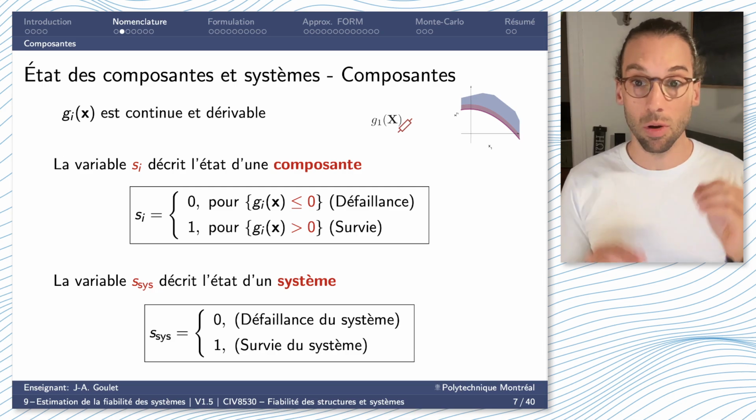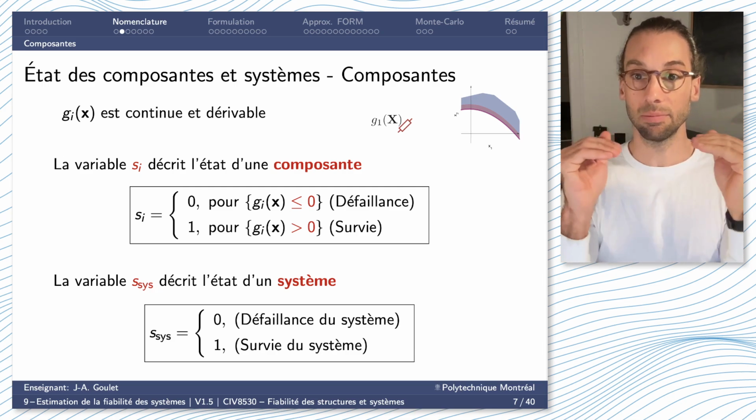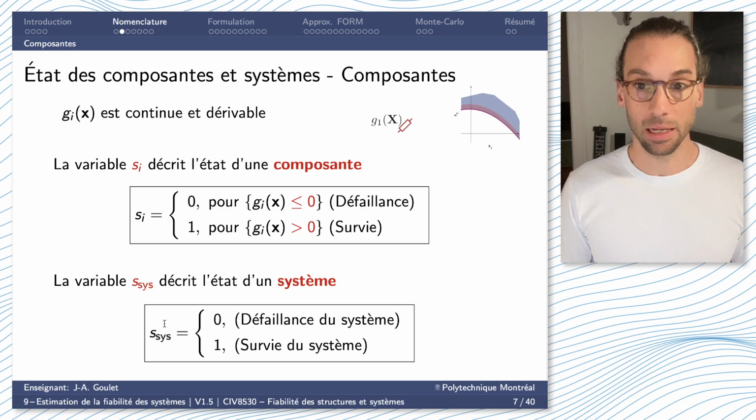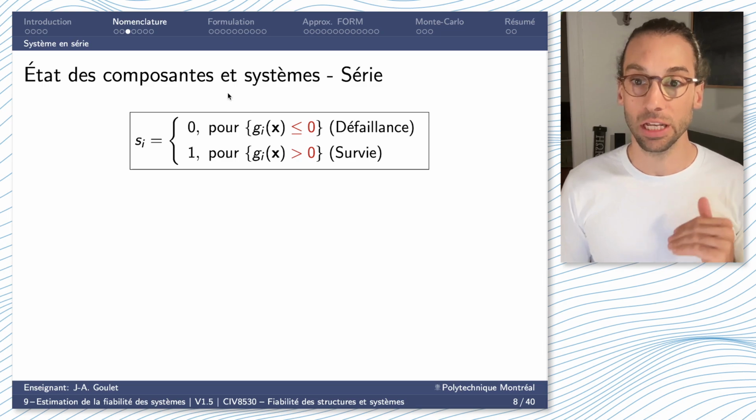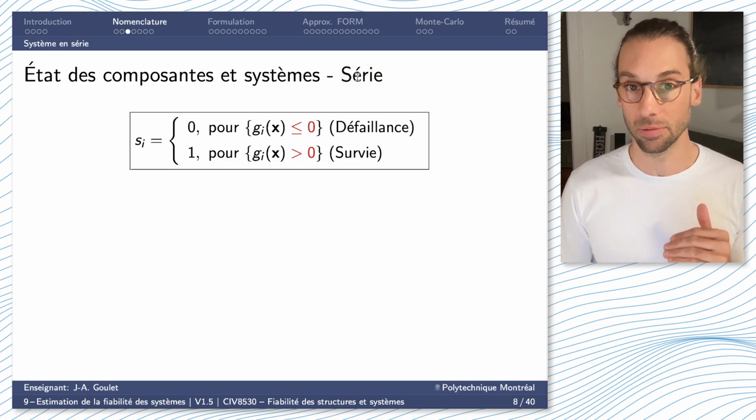Now we want to do the same thing, but for the system level. So I'm going to say that my state variable at the system level is 0 for failure and 1 for survival. Now we're going to see how we can express those state variables at the system level from their formulation at the component level.